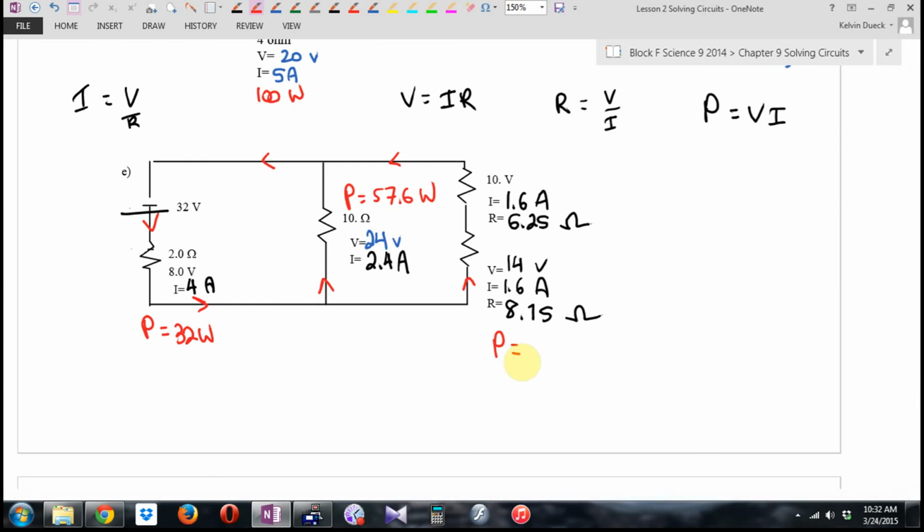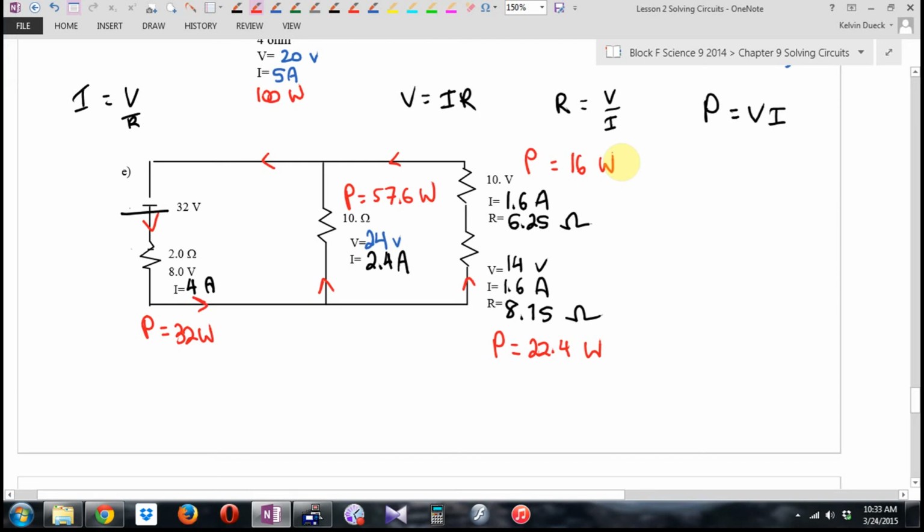Anyone else? I want a confirmation here. 22.4. Hudson, you know how we're finding this, right? We're going V times I. So, Hudson, on your calculator, can you go 14 times 1.6? 22.4? And the top one, how many watts is that bulb? It's going to be V times I, 16? So, what's the brightest bulb?